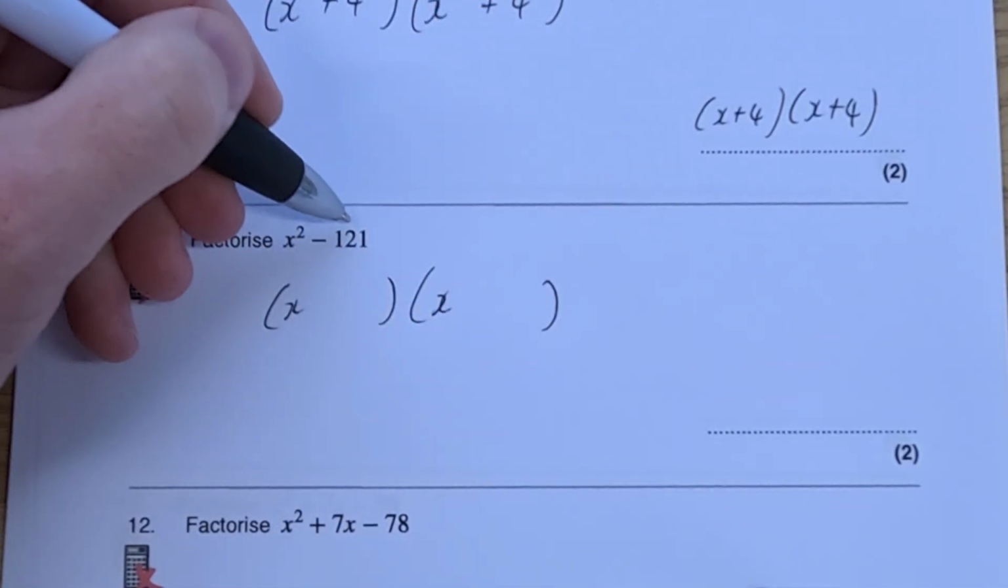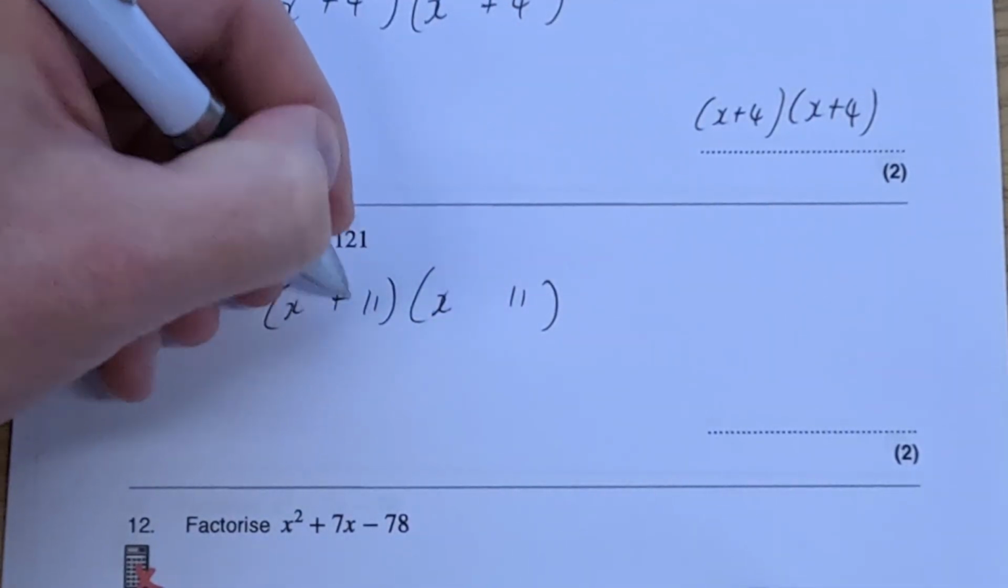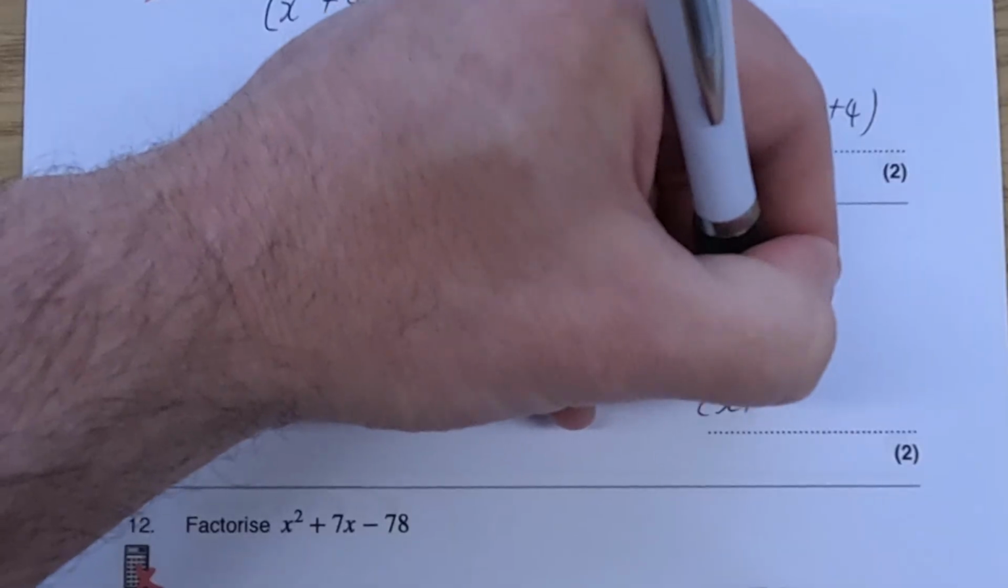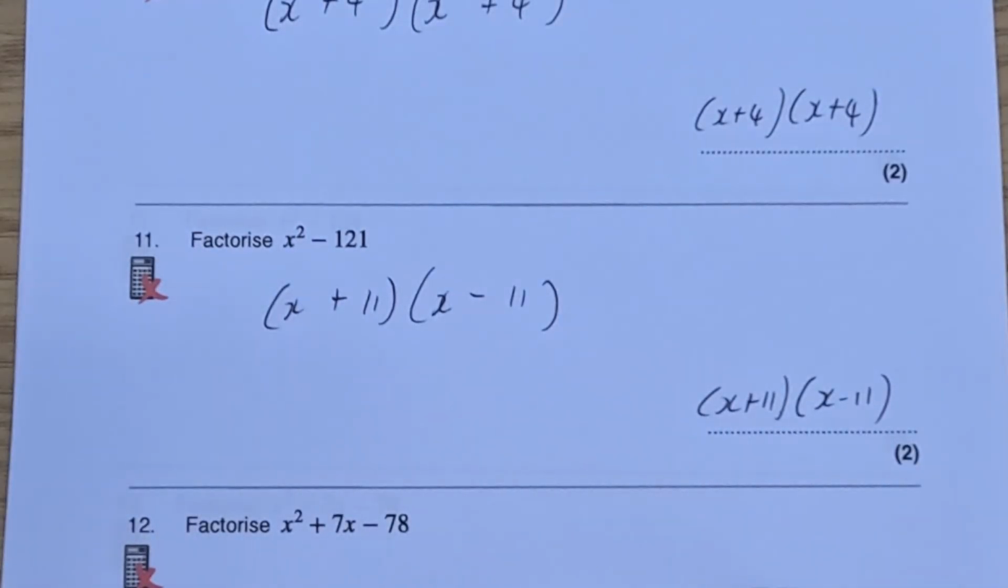We've got 121, and if we square root that, we get 11. And then we'll put one bracket with a plus sign and one bracket with a minus sign. So it's going to be x plus 11 and x minus 11, and that's it. So x plus 11 and x minus 11. And again, you could check that. If you expand your brackets, you'll get x squared minus 121.